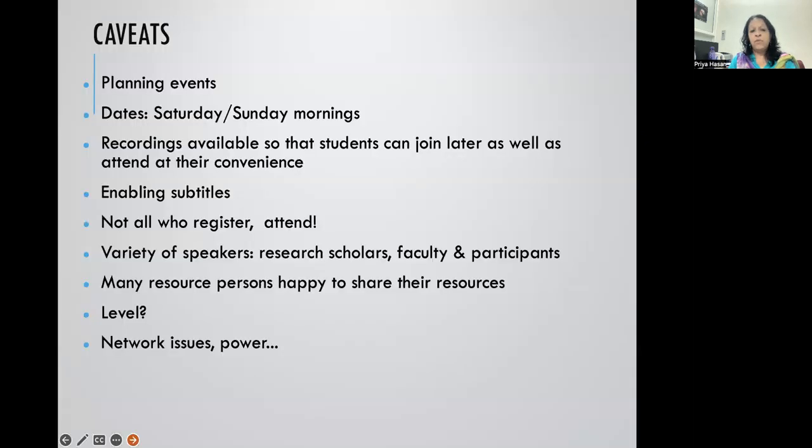Software all available online. Now, some of the caveats: these were planned on Saturdays and Sundays, because gradually at various places, classes had started. Even in India, students were attending regular classes on weekdays. So this could only be done on weekends. We enabled subtitles also, so that we had some students who were non-English speaking, Spanish speaking or of various other languages. So the subtitles were available on YouTube, and not all who could register could even attend.